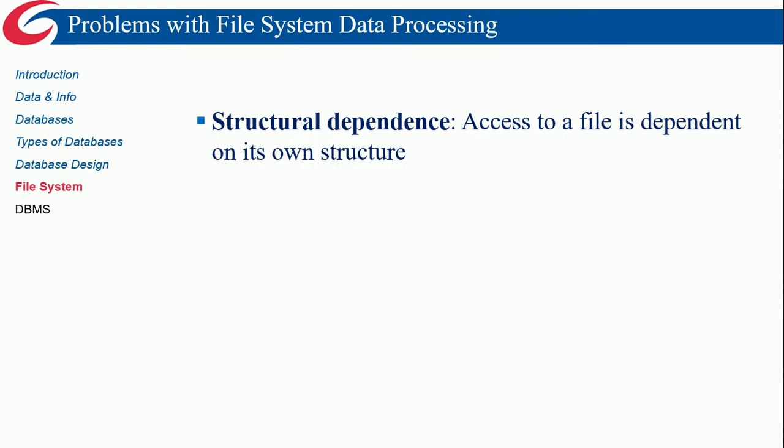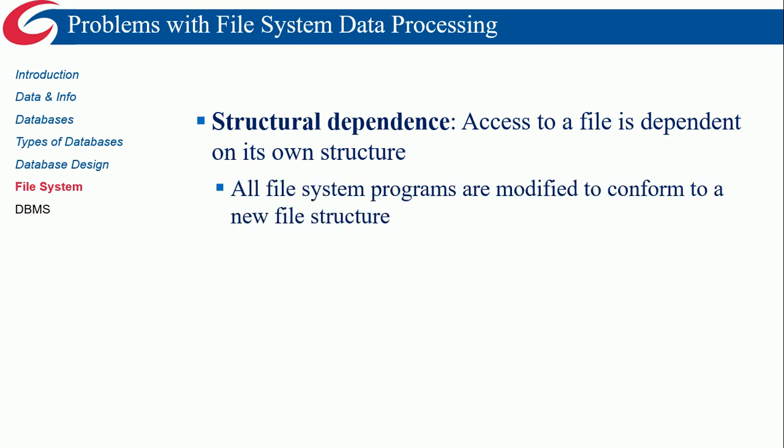So some of the other problems: structural dependence. Access to a file is dependent on its own structure, which I just talked about. In other words, all the file system programs are modified to conform to a new file structure. In other words, if you made any change to the file structure, you had to also change all the programs that access those files. Even if you had multiple programs using the same files because they're doing different things, they would all have to be aware of any structural changes. So they were all dependent on that structure of those data files.